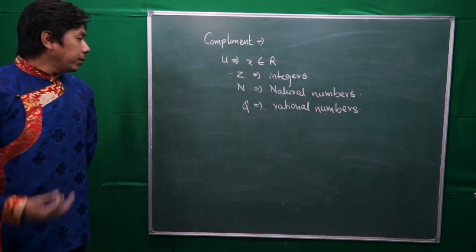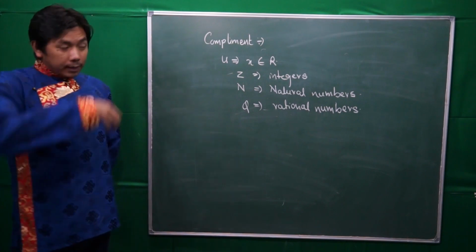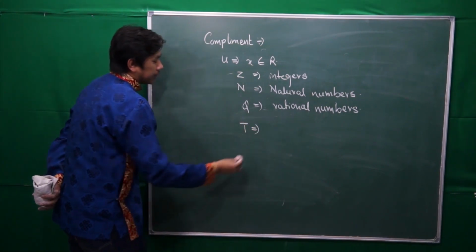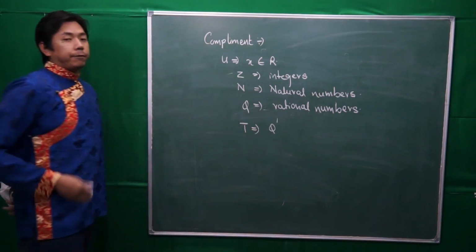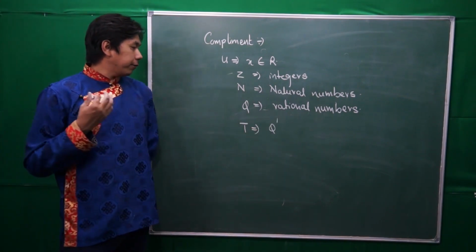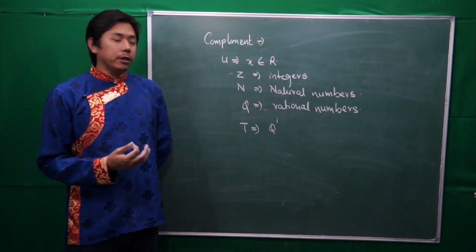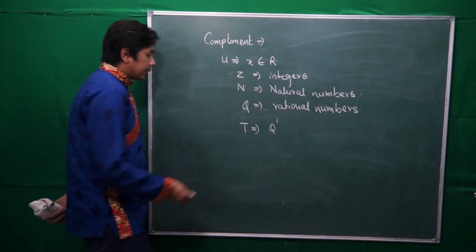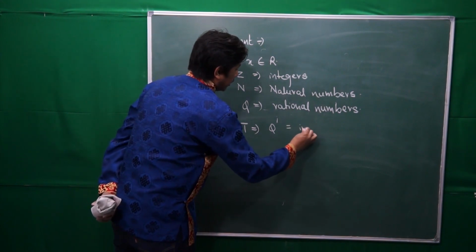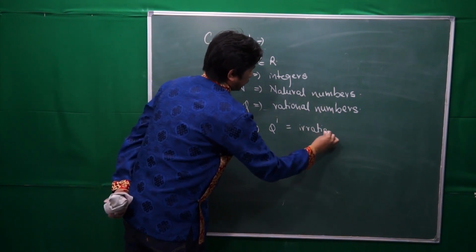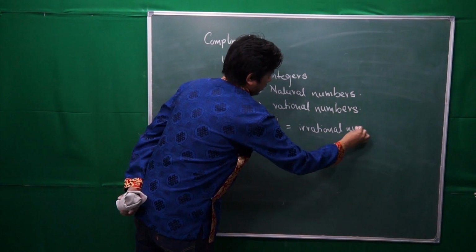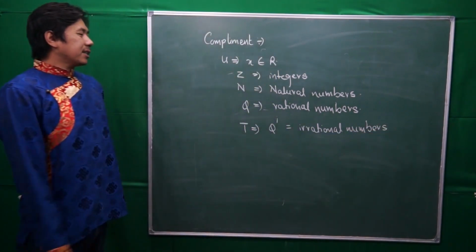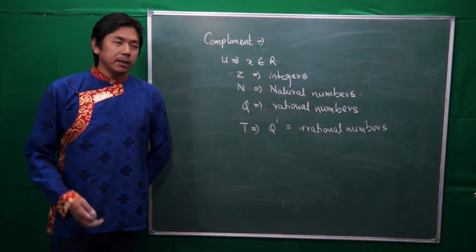So if Q is for rational numbers, in that case your T would be irrational numbers, which is Q complement. If you understand the concept of rational number, your T would be Q complement. That means T would be irrational numbers.